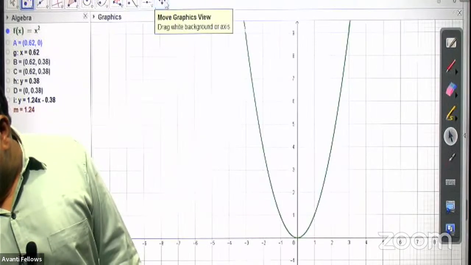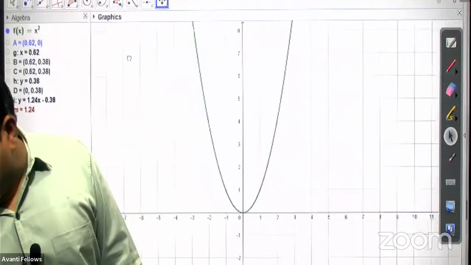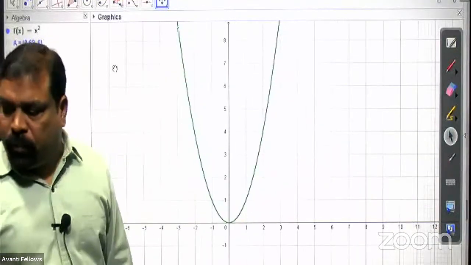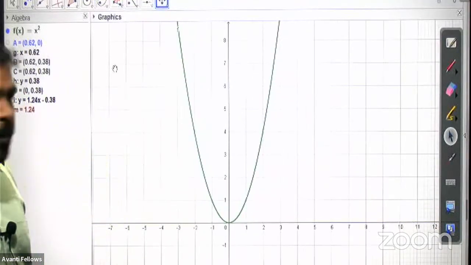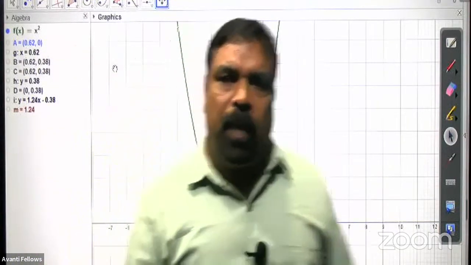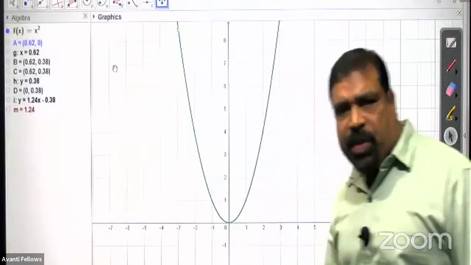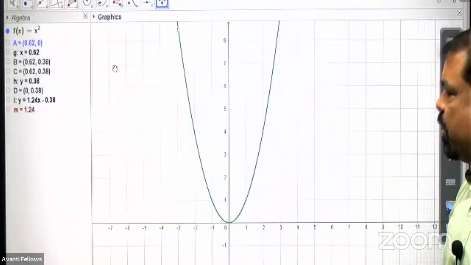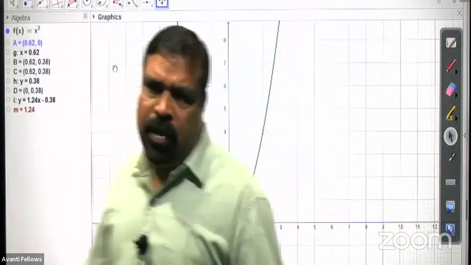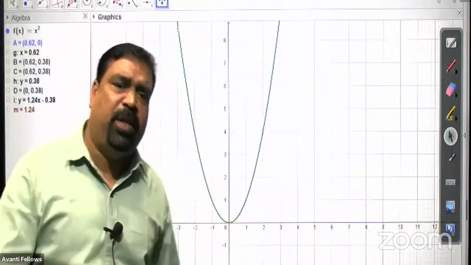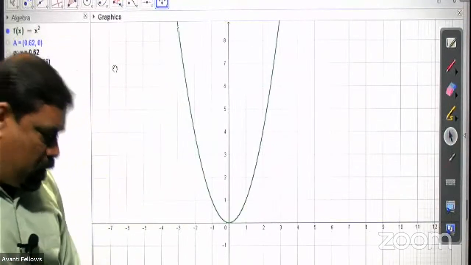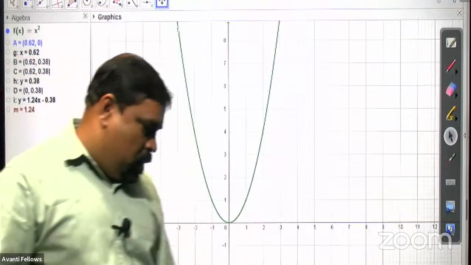I think this graph is very familiar to you, isn't it? This is the function f of x equal to x square. It is a very familiar function for you. Many times we are using this, f of x equal to x square. So what can you observe from the graph?